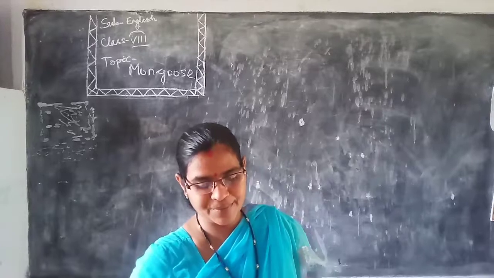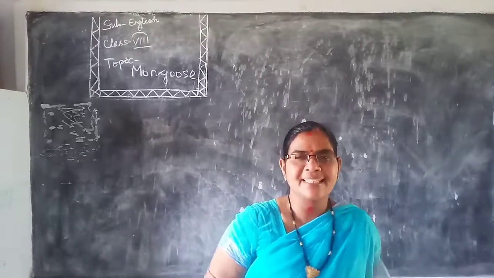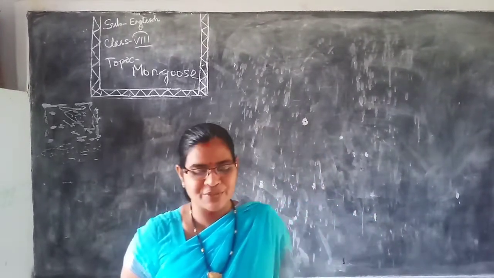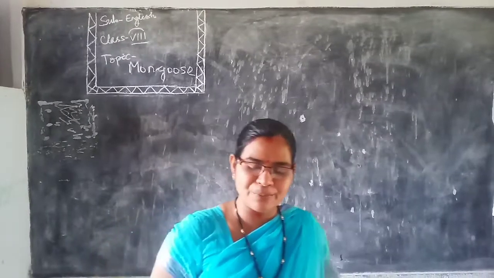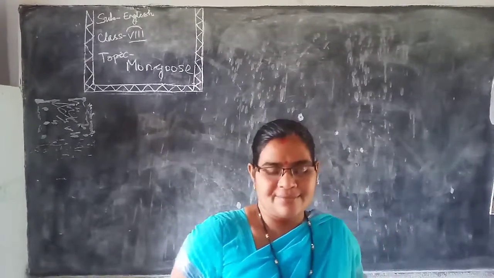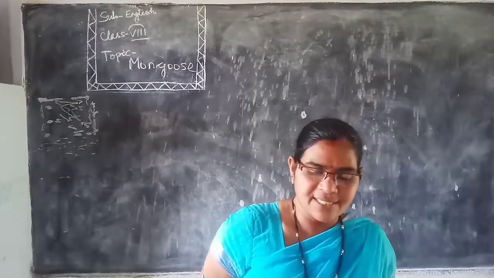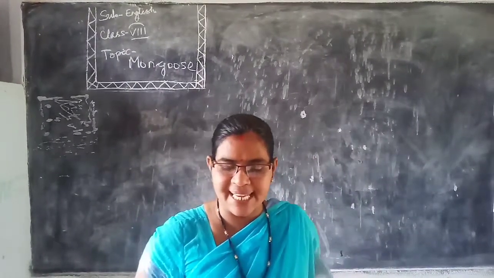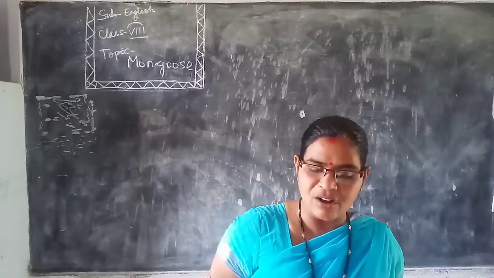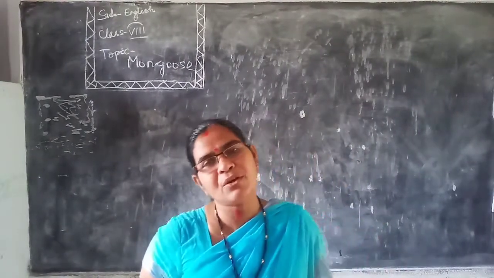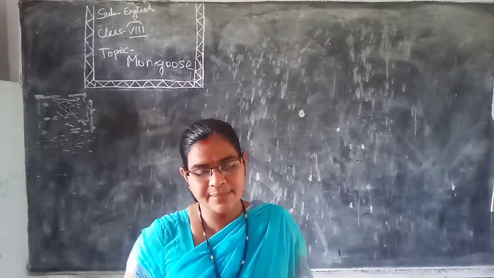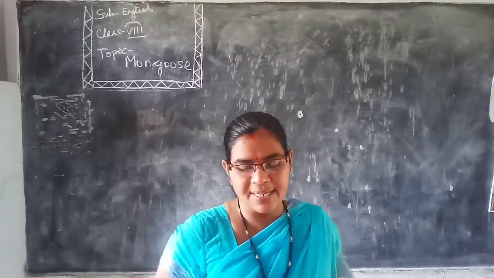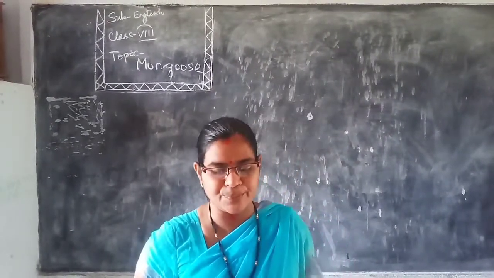Paragraph 2. Go for silent reading. Thereafter, I'll ask you some questions. Okay, have you gone for silent reading? Mongooses are famous for being able to kill snakes without getting hurt themselves. Have you got this sentence? In paragraph 3, under Sense Group Paragraph 2.